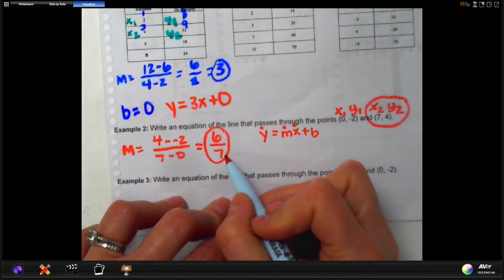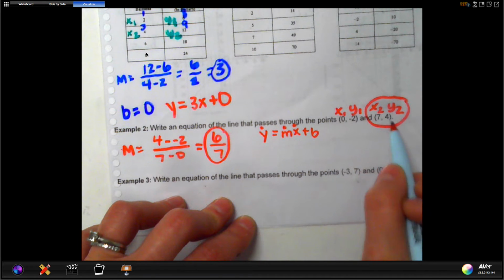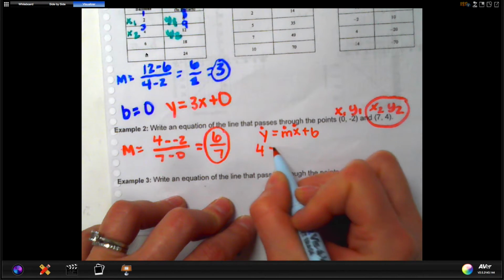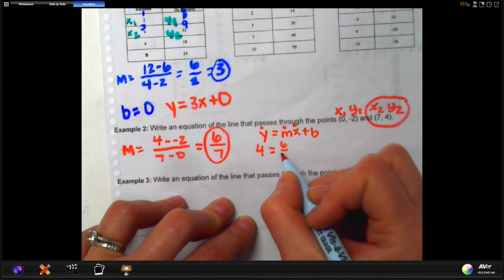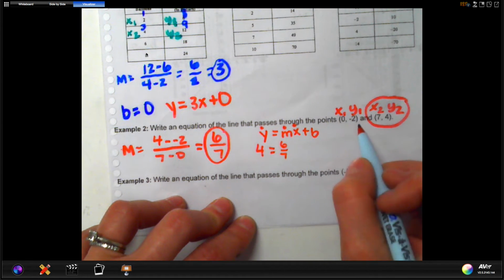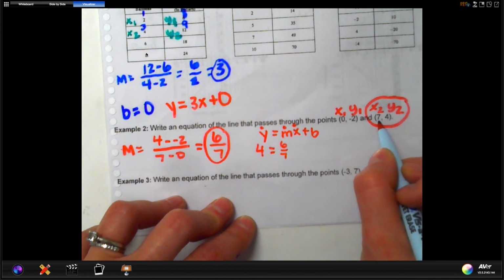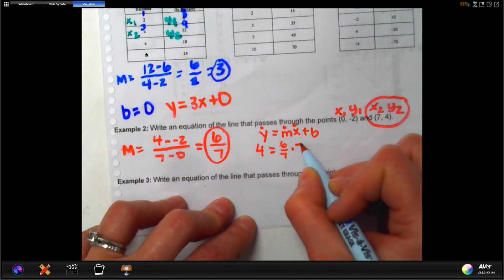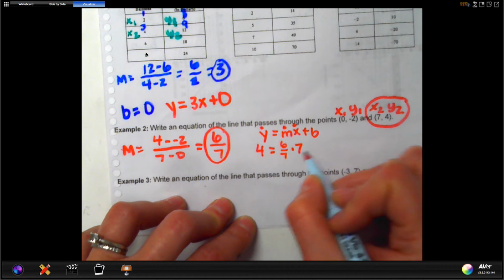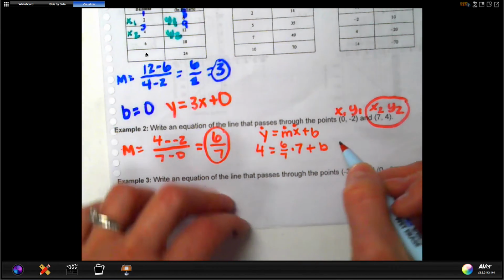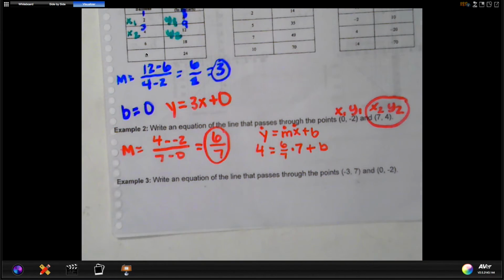And we're going to use our slope. So the y value would be 4. The m is 6 over 7. And the x value that I chose here is going to be 7. So I'm going to say times 7 because they're right close to each other. And then I'm going to leave b alone. Okay, so we're going to simplify.